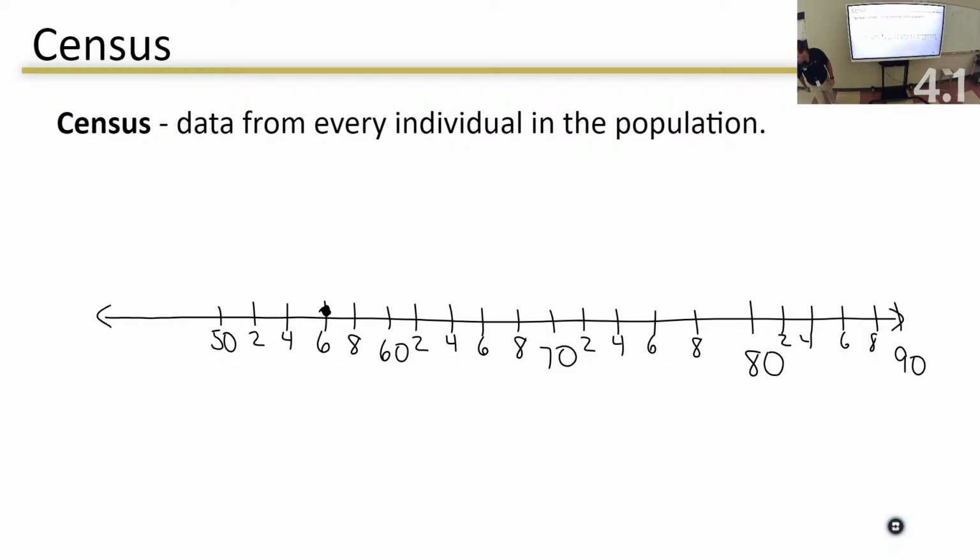What's your number? 52. You got 52. What you got? 74. What you got? 77. 4. 5, 8. Okay.